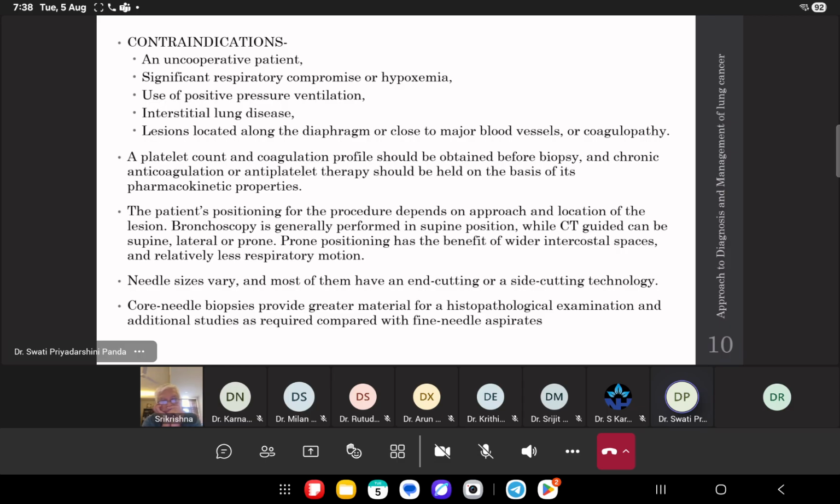The patient's positioning for the procedure depends on the approach and the location of the lesion. Bronchoscopy is generally performed in supine position, while CT guided can be supine, lateral or prone position. Prone positioning has the benefit of wider intercostal space and relatively less respiratory motion.